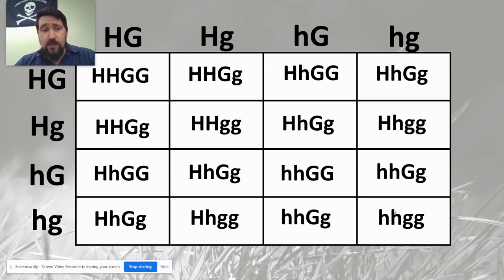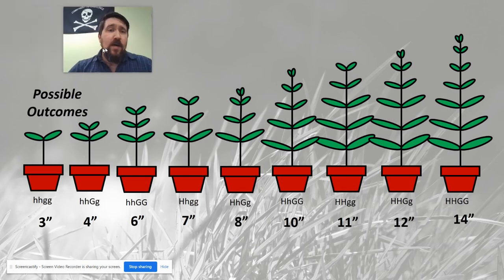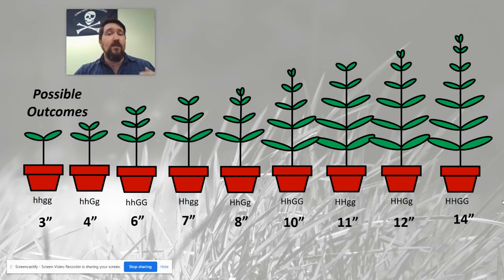Our shortest plant is going to be this one down here. So it's possible to take 2 8-inch plants and make a plant that is only 3 inches, right? Little h is 2 inches. Little g is an additional 1, so 3-inch plants. So here's the spectrum of possible outcomes from the cross of 2 8-inch plants.